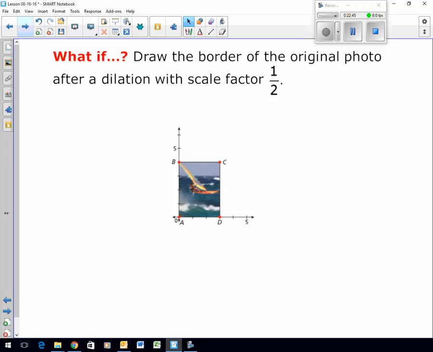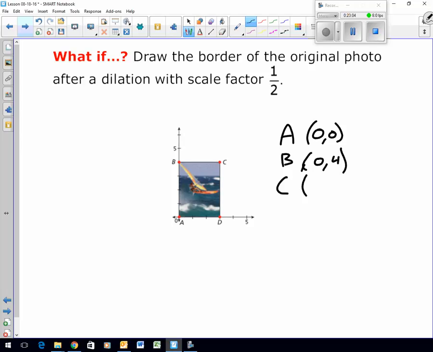Let's do this on our own right here. You don't have to write down the diagram. Let's start off with the coordinate points. A is at 0, 0. B is at 0, 4. C is at 3, 4. And D is at 3, 0. Everybody, please apply a scale factor of 1/2 and write down my image coordinate points. This is the pre-image coordinate points. I want the image coordinate points.